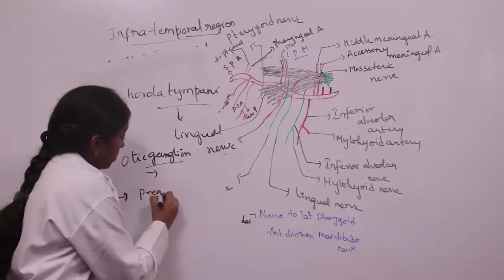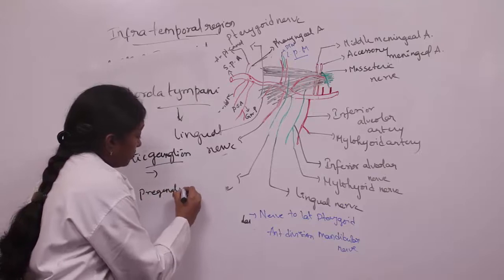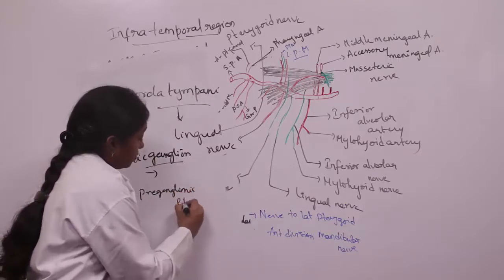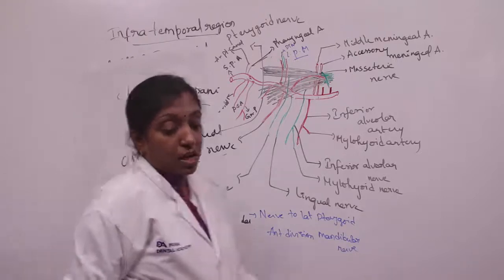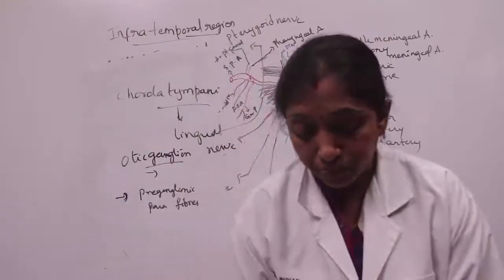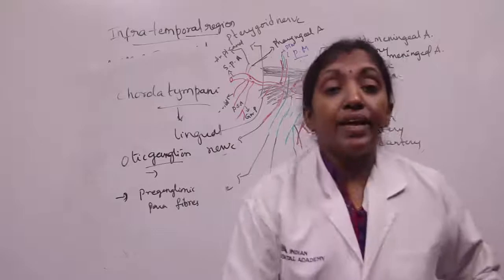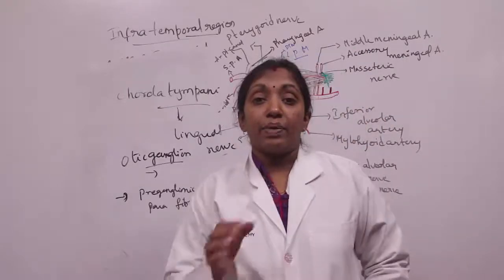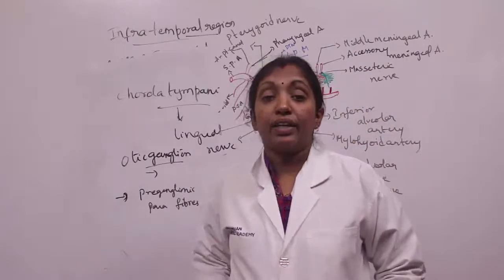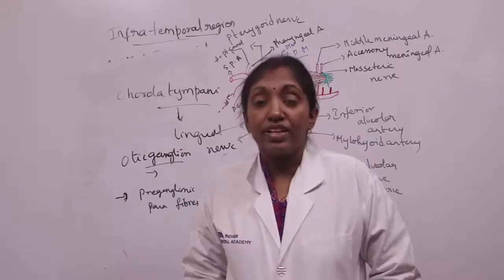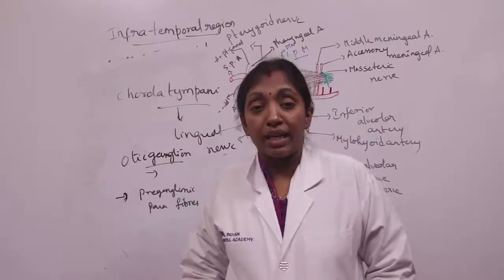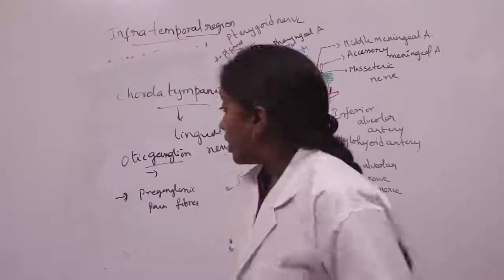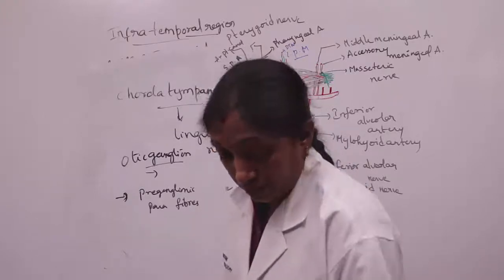It carries preganglionic parasympathetic fibers. It receives preganglionic parasympathetic fibers from the inferior salivatory nucleus and from the tympanic branch of glossopharyngeal nerve, tympanic plexus, and also the lesser petrosal nerve.